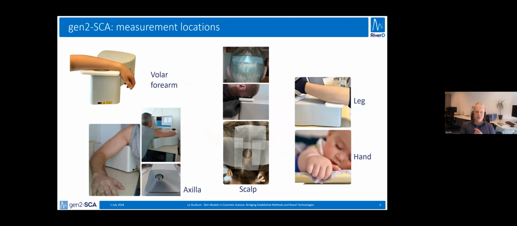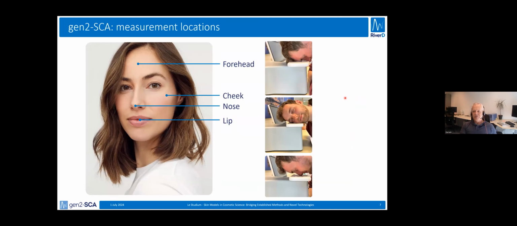Now, it's not just applicable to the volar forearm, although that's where most experiments are usually done, but also the axilla is accessible, the scalp, the hand, if you're flexible enough, the leg, and various locations on the face are accessible for measurements.